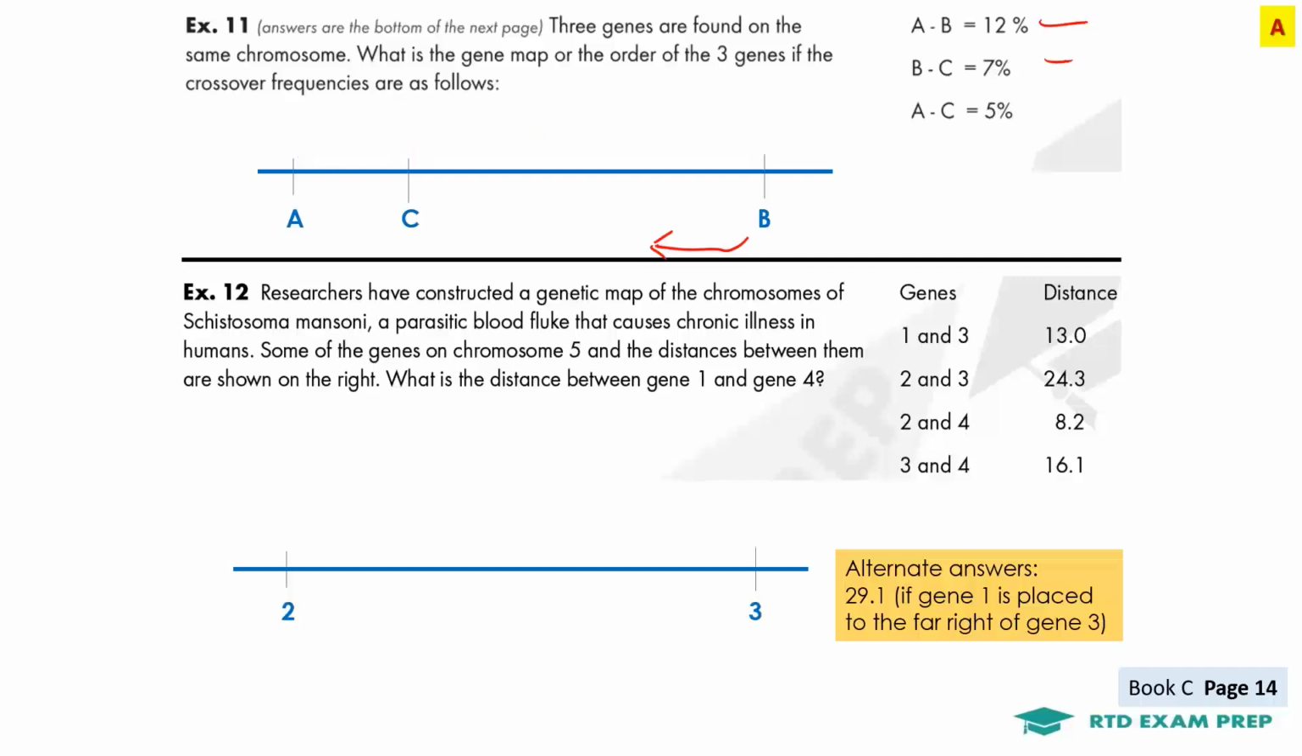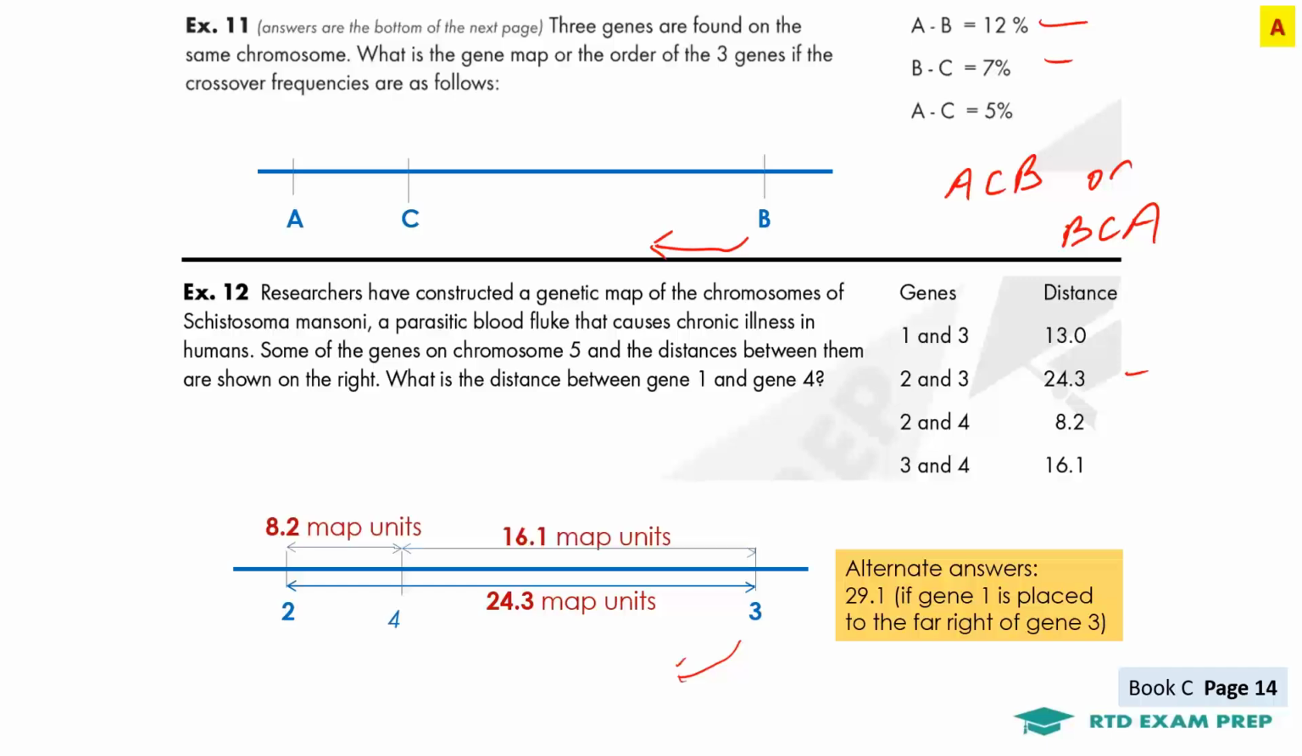We've got it mapped, and we would say that the mapping of this one is A, C, B or B, C, A. In number 12, researchers have constructed a genetic map of the chromosomes, and we do the same thing. Let's find our longest one. 2 and 3 is 24.3. So we put that on our map. Then, if we can, we want to work inwards. So we find 3 to 4 is 16.1. We put our 4 here at 16.1, and then we find 2 to 4 is 8.2. Mathematically, that's going to add up to our 24.3.